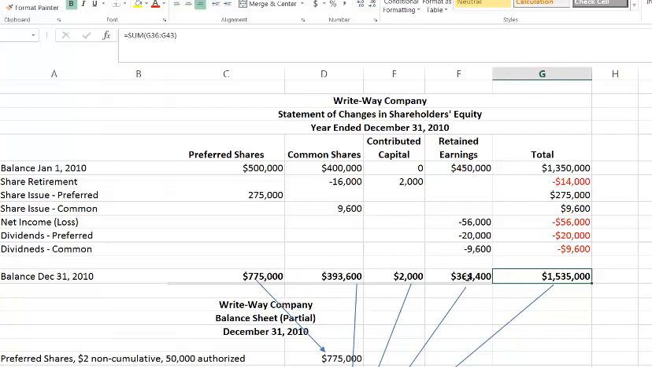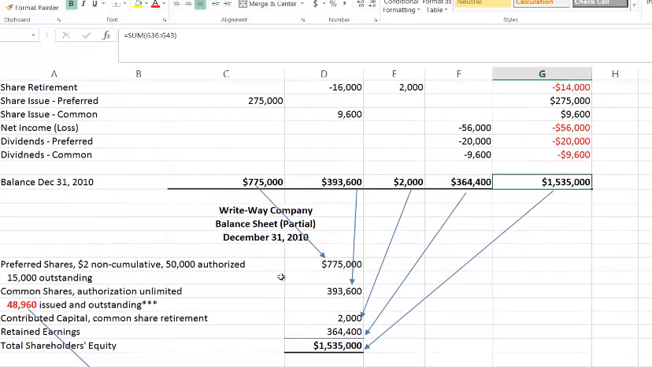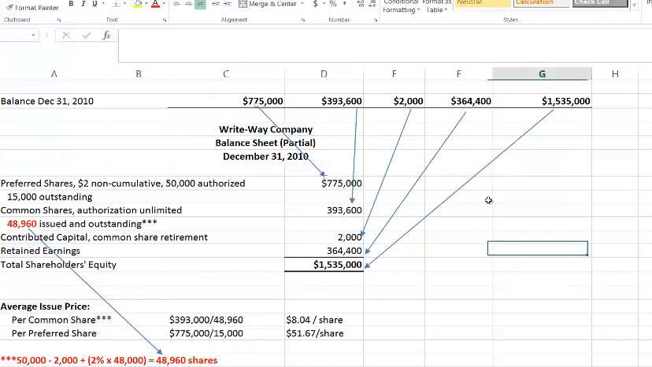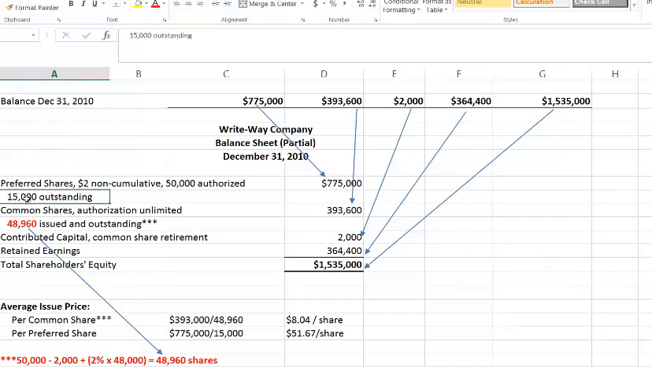All I have to do now is take the numbers on this last totals row from my statement of changes in equity and plunk them into my partial balance sheet in the equity section. That's why I have the arrows here for you. You can see I've taken my 775 from my statement of changes in equity, and it's now my preferred share balance. The only thing you have to be careful of here is to remember that the number of shares outstanding now is not 10,000 as it was originally in the question. You issued another 5,000, so you added 5,000 shares to what's outstanding.